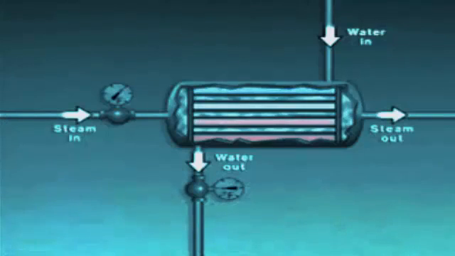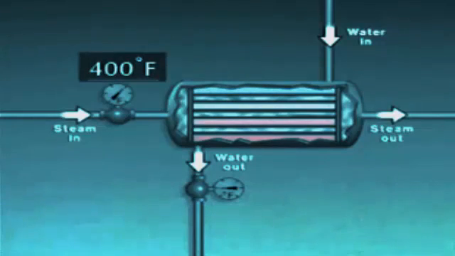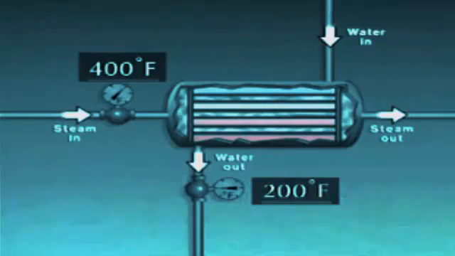disturbances. We can get a better understanding of how these characteristics can affect a system by looking at an illustration of a simple heat exchange process. In this system, steam flows through tubes in a heater and heats water that flows around the tubes. At the moment, the temperature of the steam entering the heater is 400 degrees Fahrenheit, and the temperature of the water leaving the heater is 200 degrees Fahrenheit.